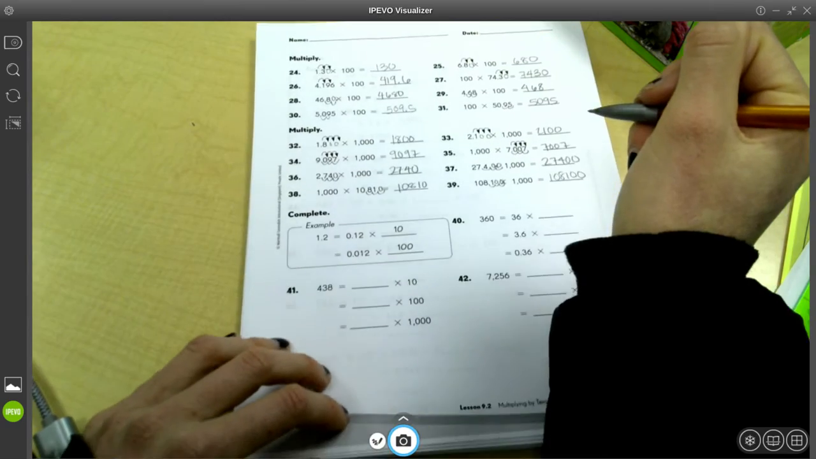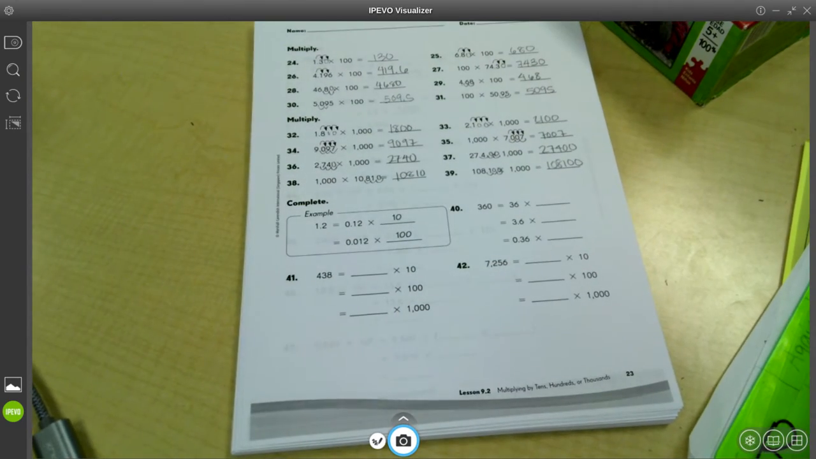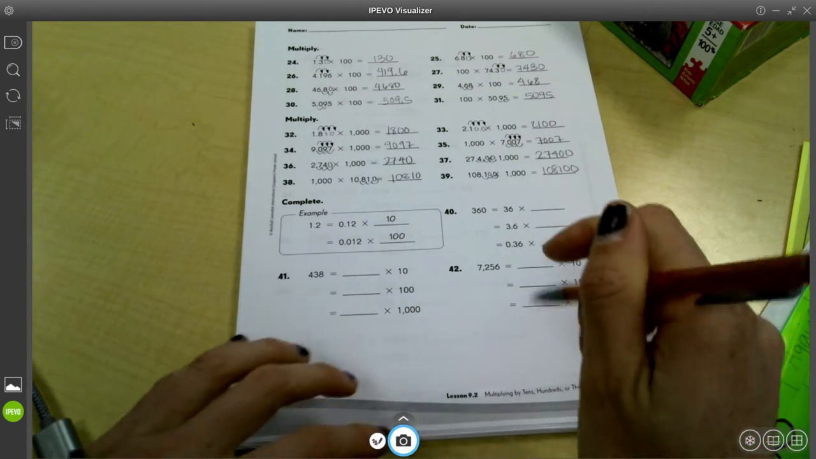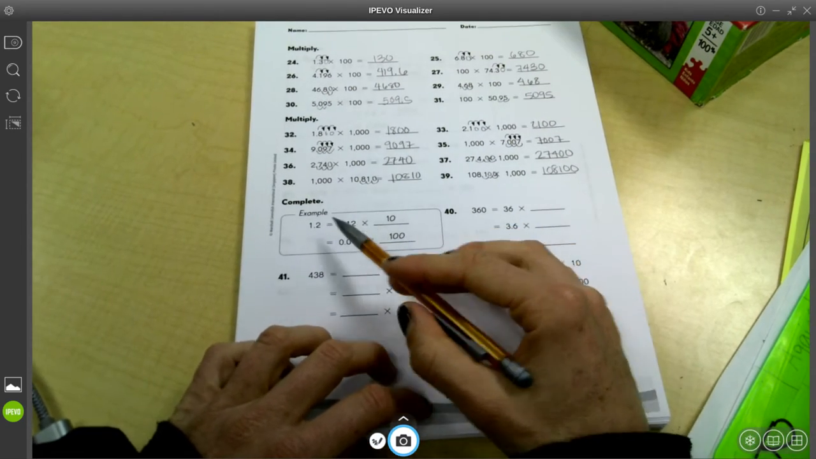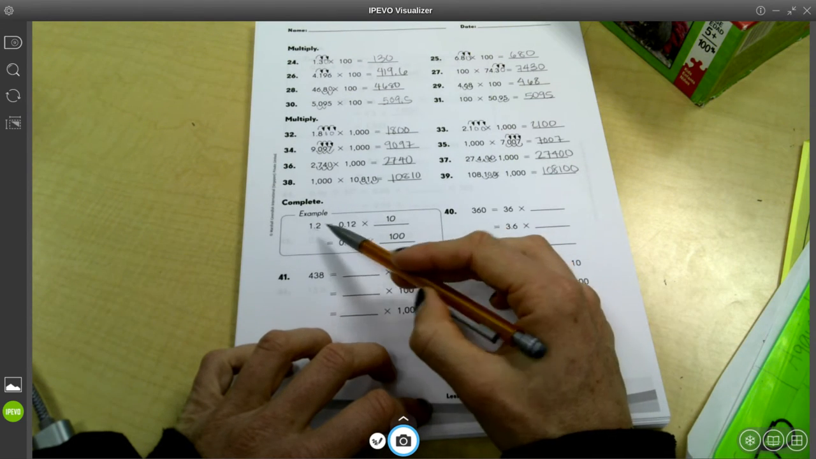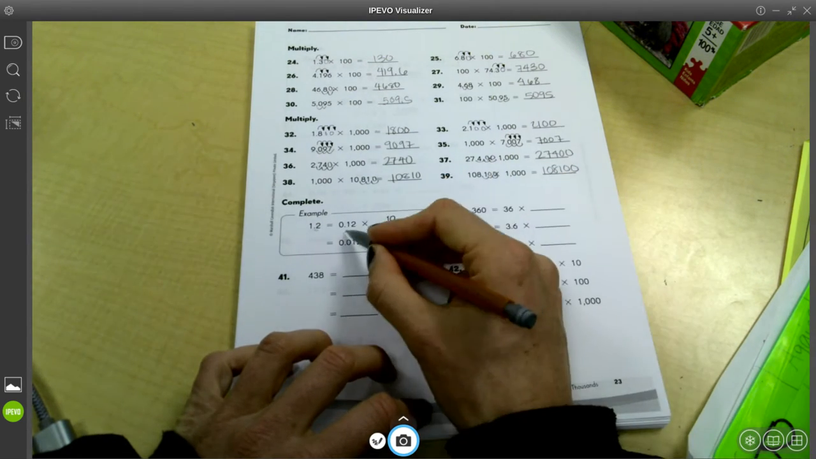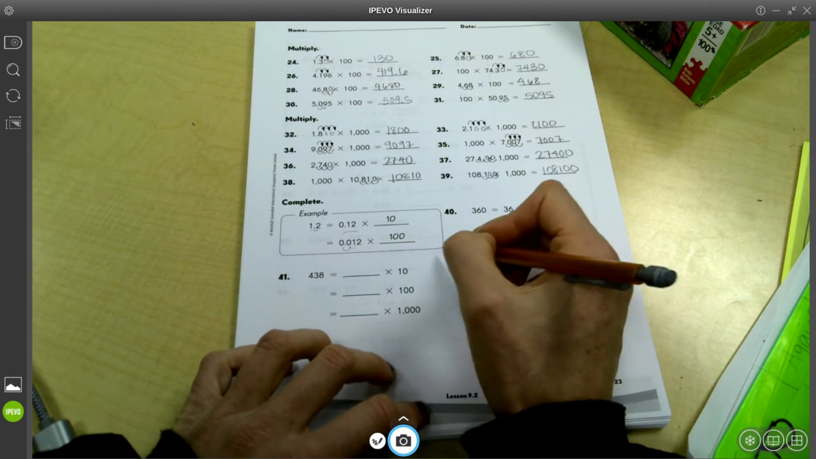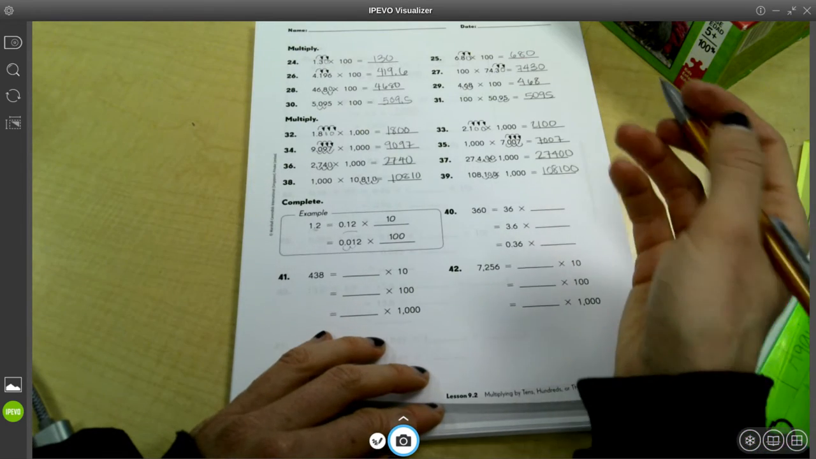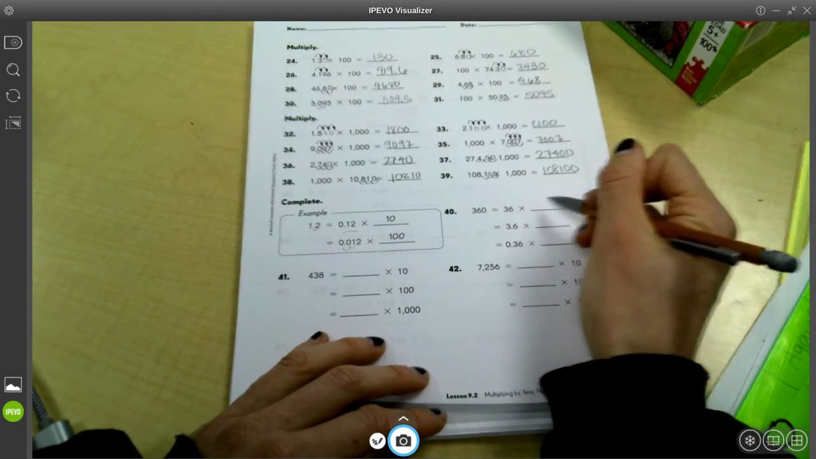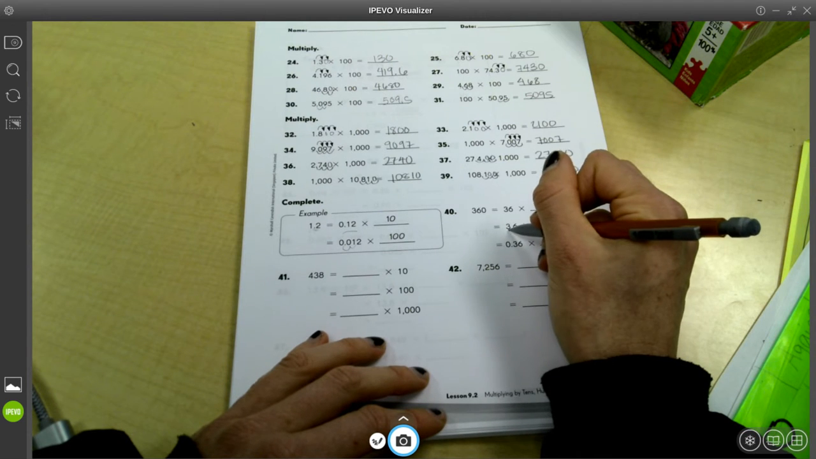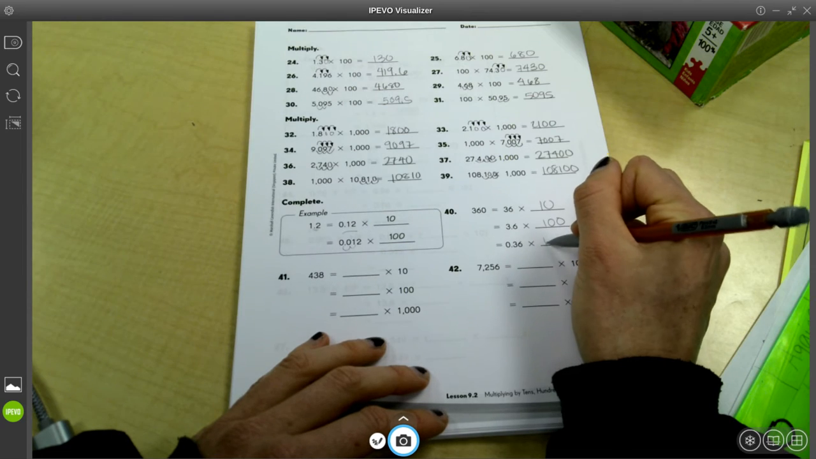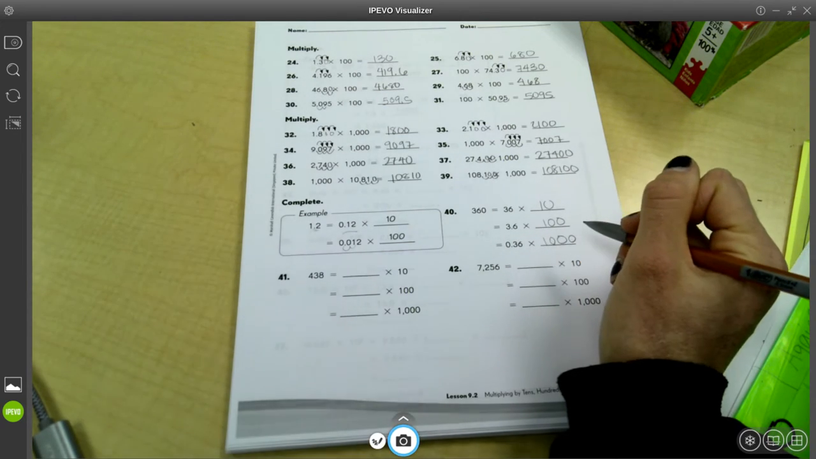All right, same thing here. Oh, nope, different thing here. I'm figuring out what I'm multiplying this by to get this. So here I've moved my decimal place once, times 10. Here I moved it twice, times 100. So essentially I'm undoing what I've done. So 36 times 10 gives me 360. 3.6 times 100 gives me 360. 36 hundredths times 1,000 gives me 360.